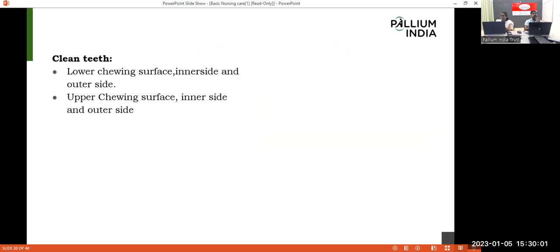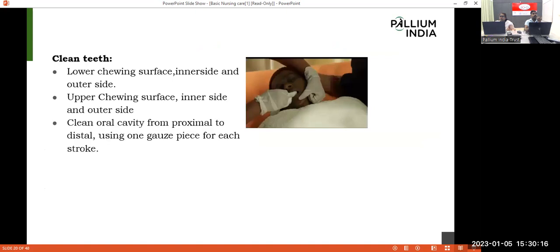Then for cleaning the teeth, we need to clean the lower chewing surface, inner side and outer side of the teeth, and the upper chewing surface, inner side and outer side. Both the upper and lower portions, inside and outside of the teeth, we need to clean.